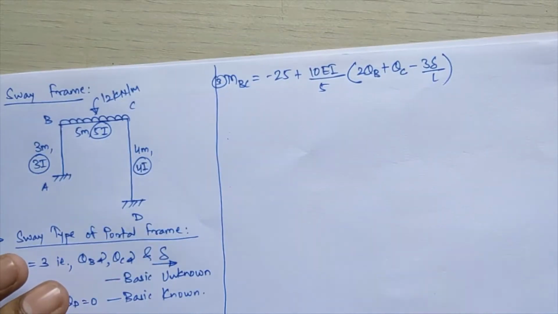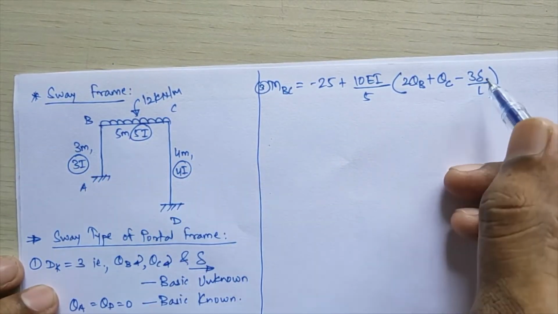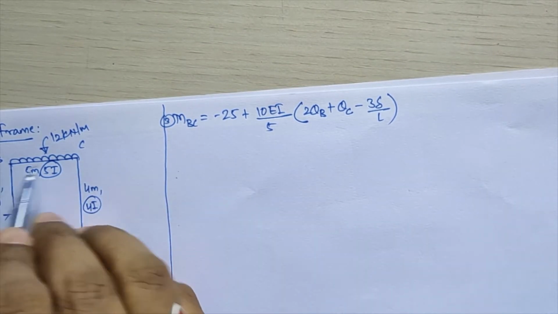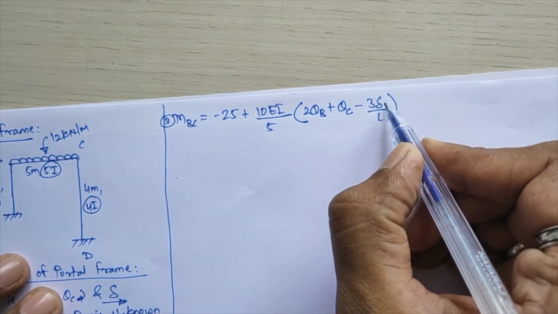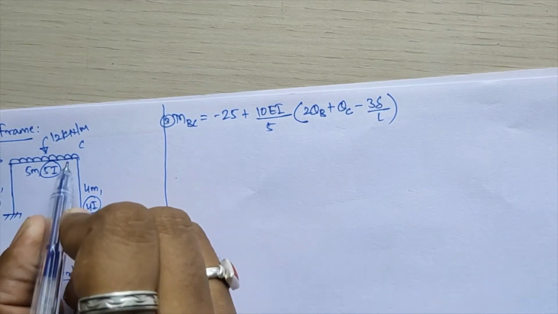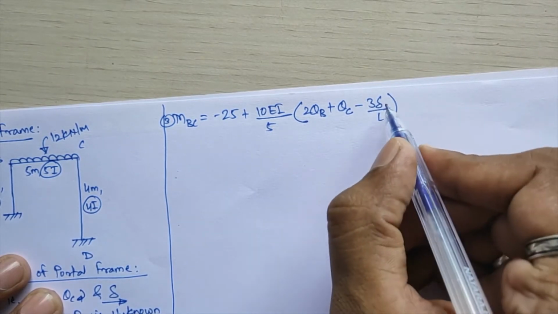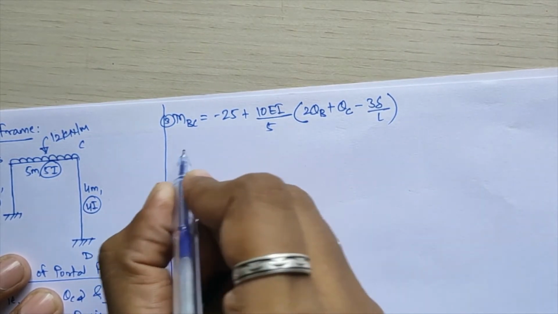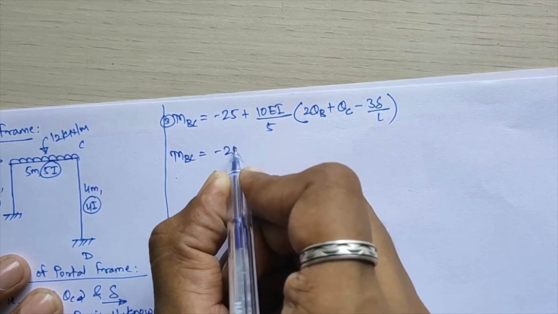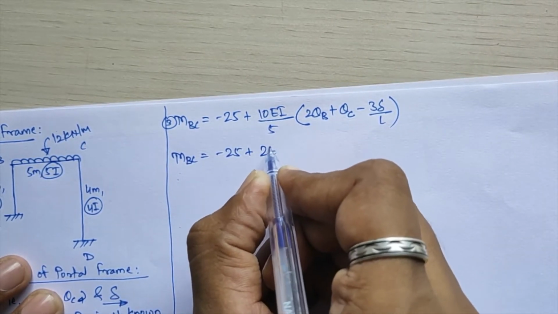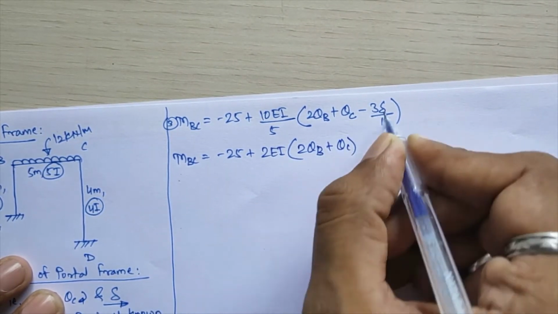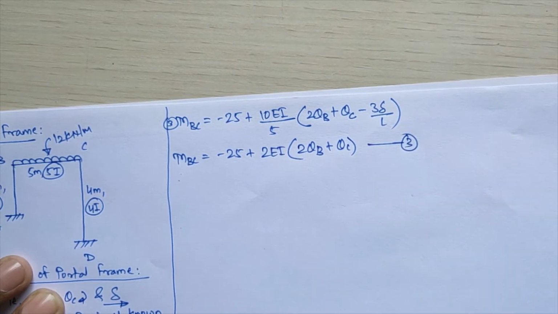But for horizontal members, as I have said, whatever this sway coefficient delta you are getting, that will just affect the column members over there. So for horizontal members or beam members, you have to consider this delta as 0. So you can note down this point, that for beam members or horizontal members, in case of sway frames, your delta will remain 0. So I'll simplify this equation, that is MBC I'll get as minus 25 plus 10 by 5 I'll get equal to 2 times of EI into bracket 2 theta B plus theta C. Delta will be 0. This will be my equation number 3.